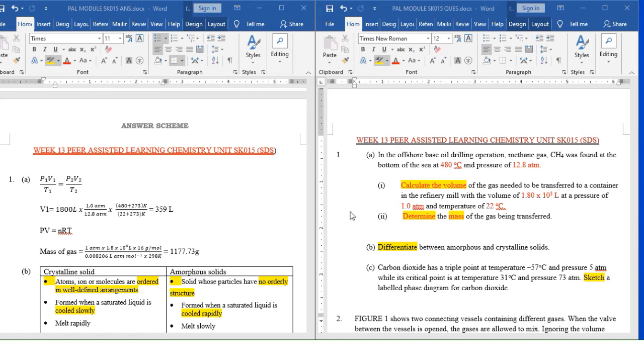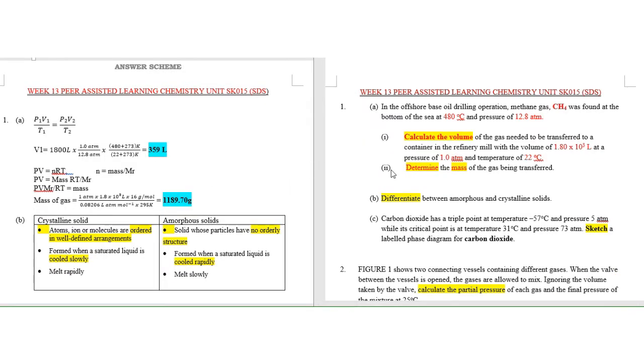Okay, for part B, determine the mass of the gas being transferred. So this one we are going to apply PV equal to nRT. The question now wants to find the mass of the gas. The gas is CH4, methane. The molar mass is 16, 4 plus 12 equal to 16. As we know, we can find the mass of gas through PV equal to nRT, because n equal to mass over molar mass.